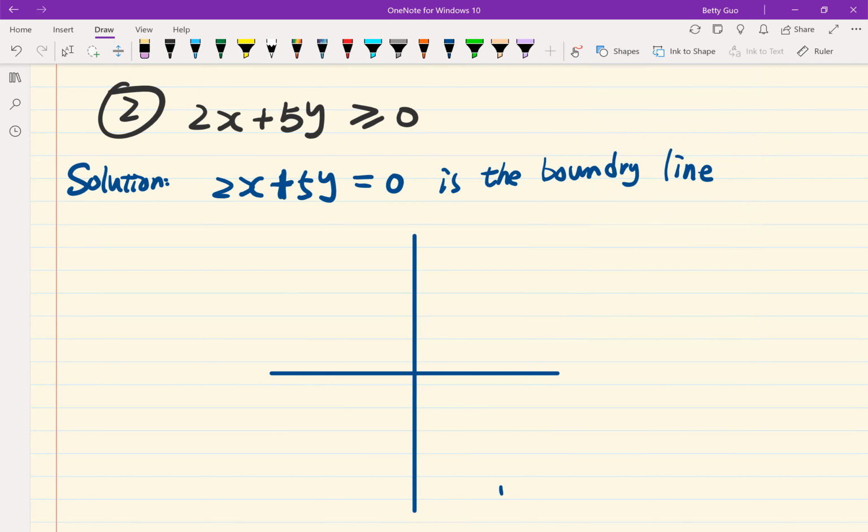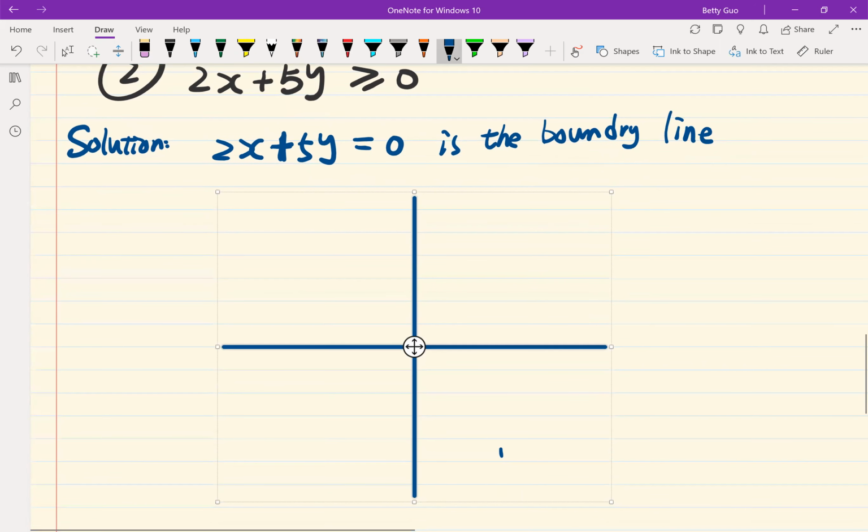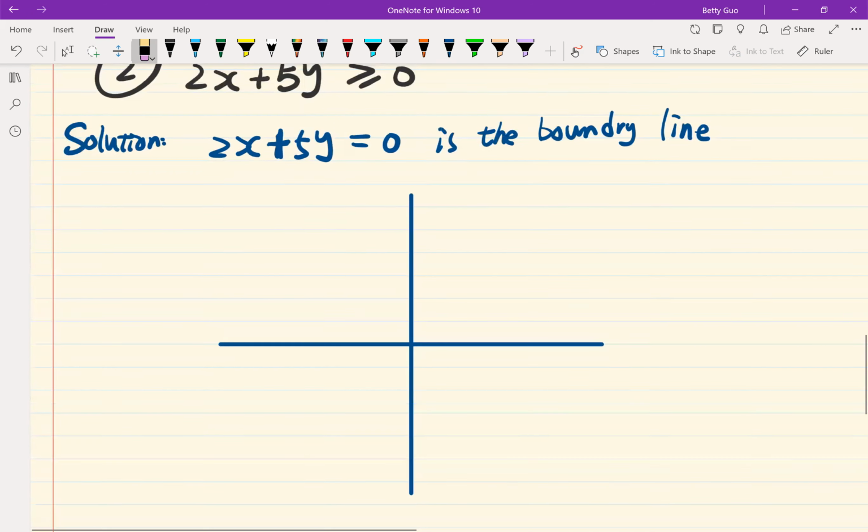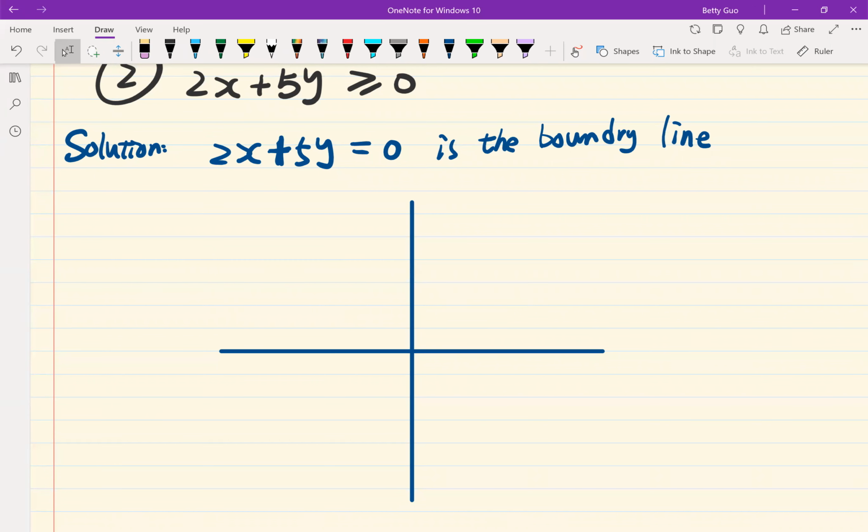Let's get a rectangular coordinate system. All right. How do we graph it? How do we graph 2x plus 5y equals 0? What form is this equation in? Yes, the form. Okay. So how do we graph it? Plug in 0 for what? Okay, then let's plug in x equals 0. What do we have for y?